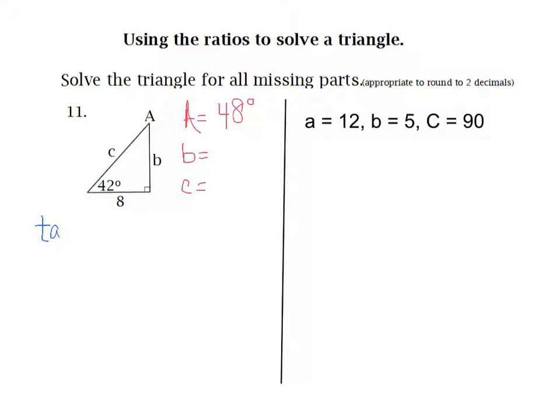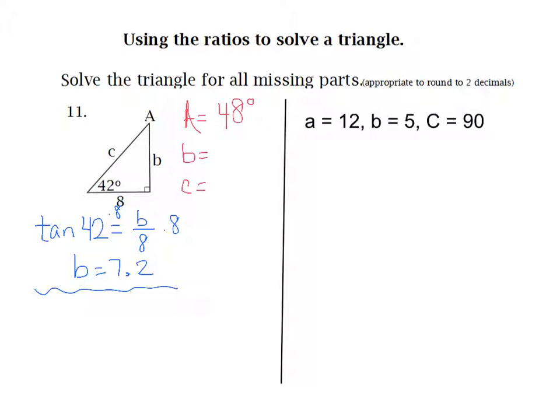So I'll set up a little problem. The tangent of my 42-degree angle is going to be equal to opposite over adjacent. Looks like I'm going to have to multiply both sides times 8. Be careful when you type that in. When you hit tangent of 42, make sure you close your parenthesis and then times 8. Looks like we have a little b value of 7.2.